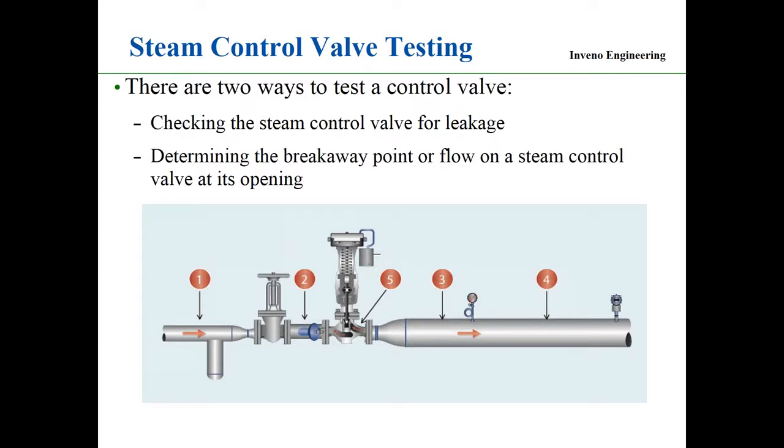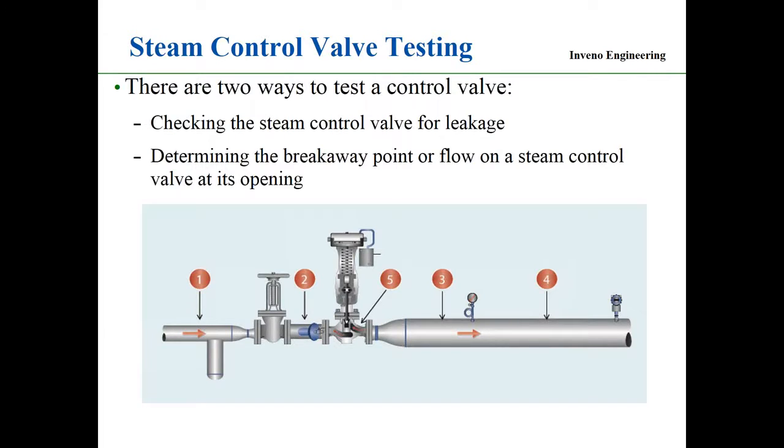The same as the isolation valve. I'm going to be doing test points 1, 2, 5 at the discharge point, 3 and 4. So on here they labeled 1 and 2 upstream, 3 and 4 downstream, and then went to 5 to the discharge side of the valve.